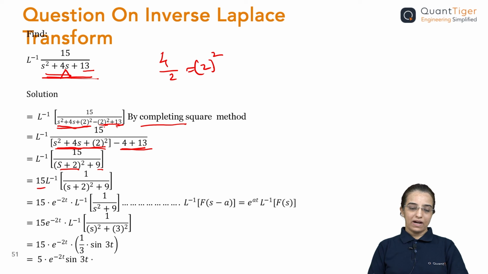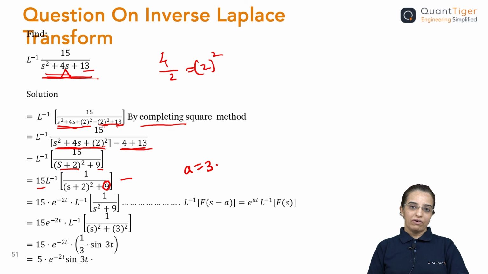The numerator 15 is a constant, so it will come outside the Laplace. Then we have converted the given function into the form of 1 upon (s plus 2) whole square plus 9. If you compare it with the formula 1 upon s square plus a square, this is the formula of sin at. But here s has become s plus 2, so we have to multiply by e to the power minus 2t. And the value of a here is 3, because a square is replaced by 9, which means a is 3.